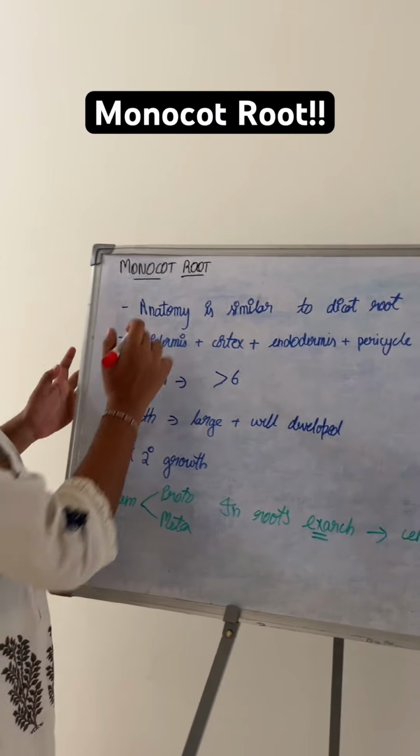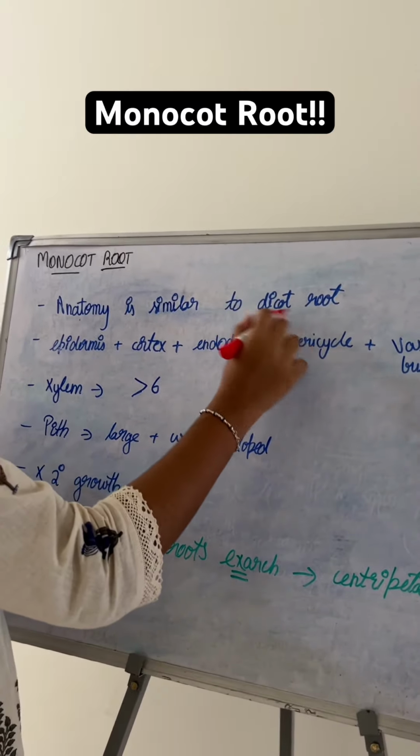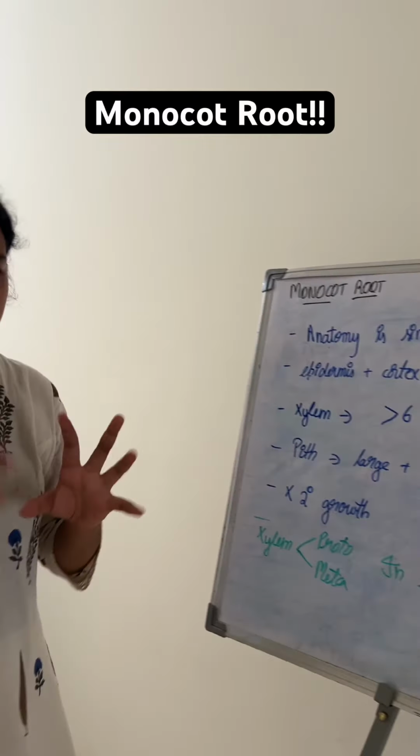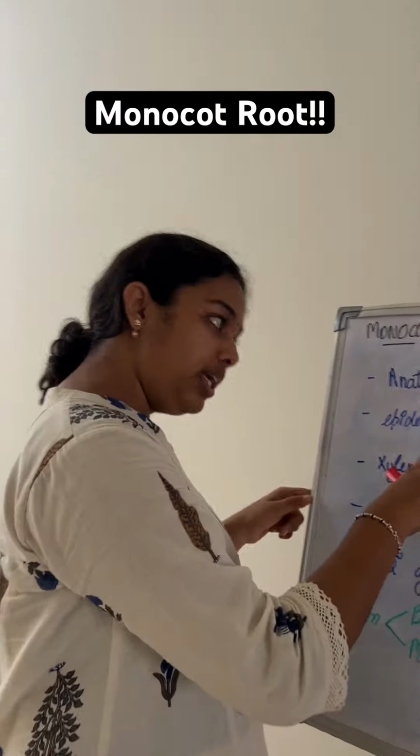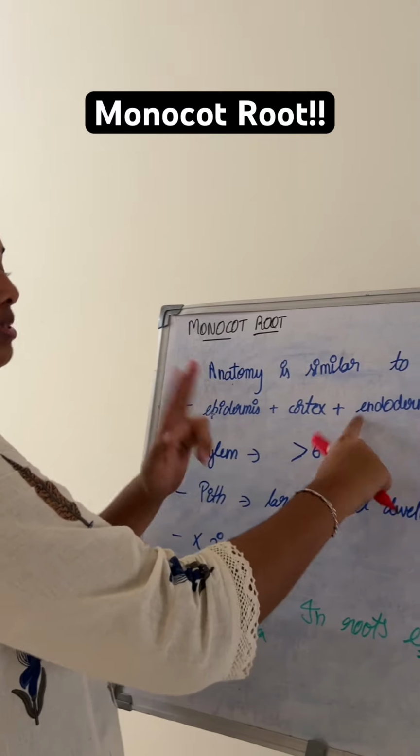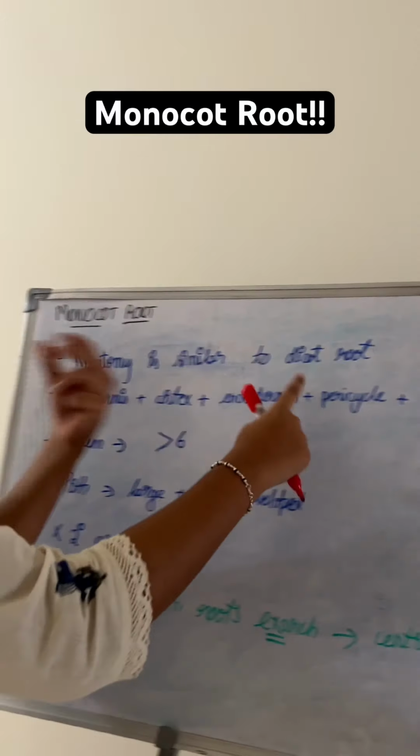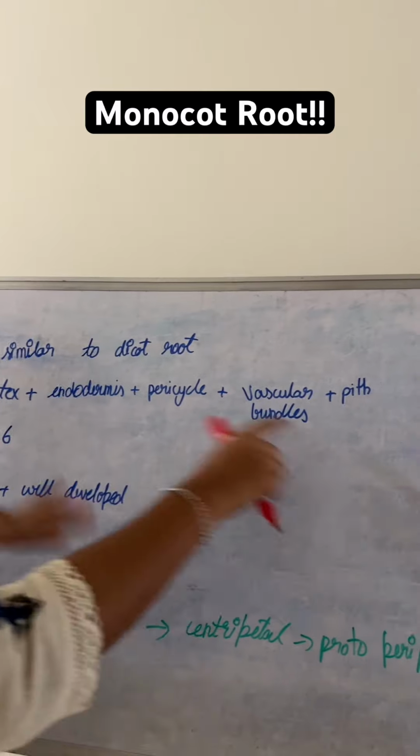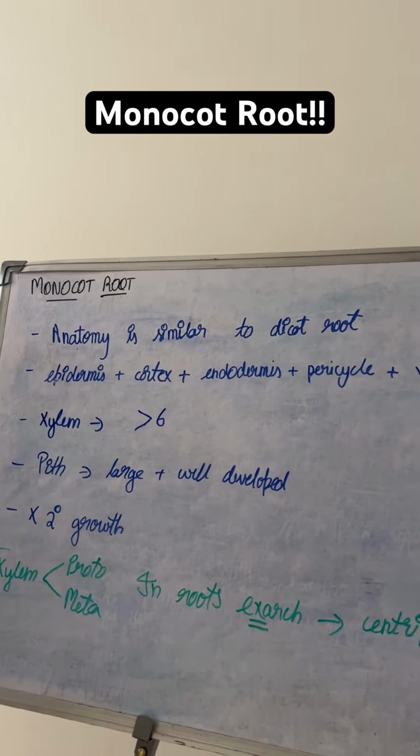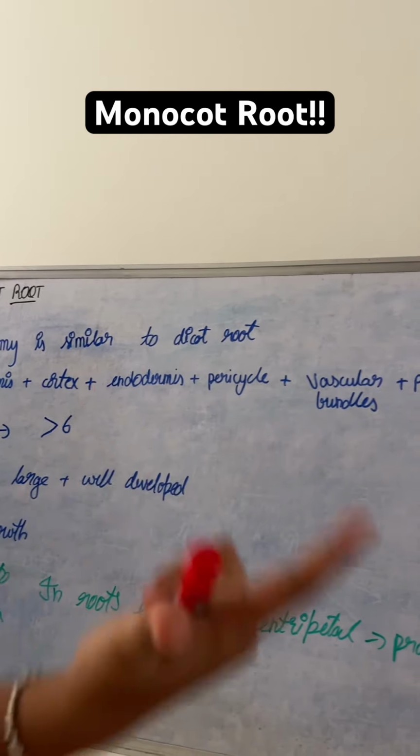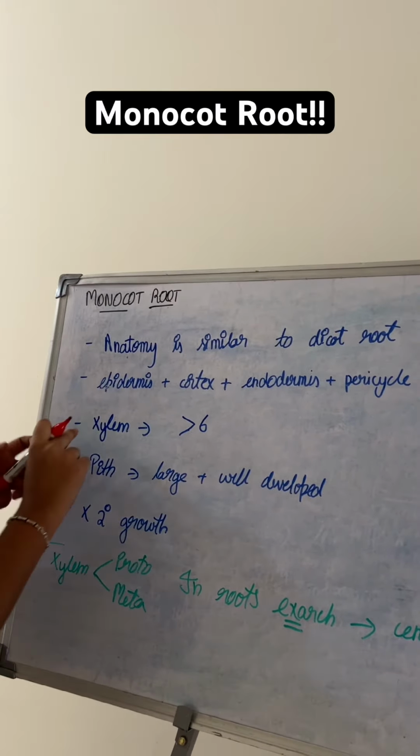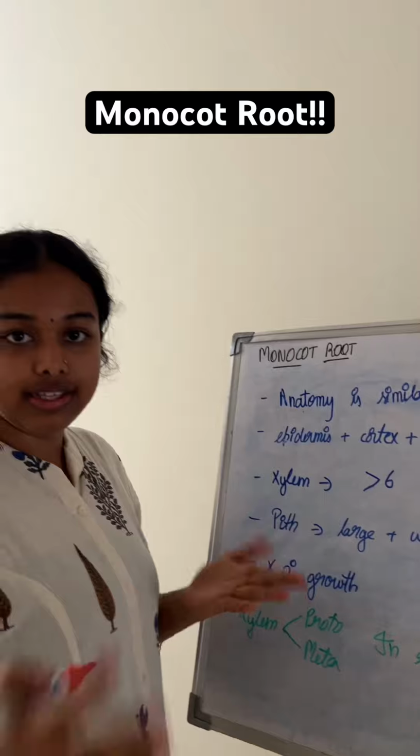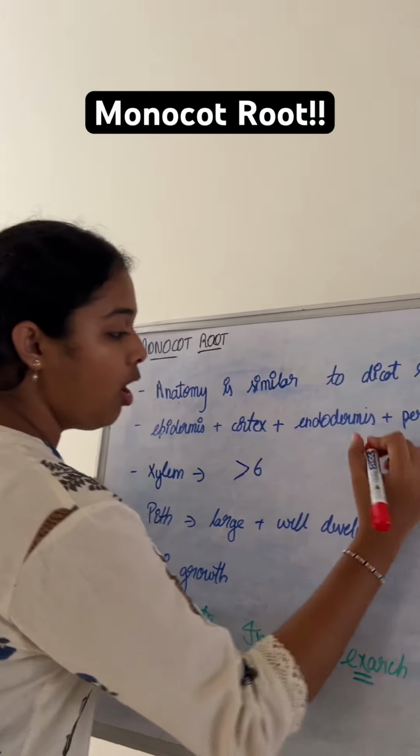So the anatomy is similar to that of dicot root, but there are a few differences. By anatomy which is similar, I mean that the epidermis, the cortex, the endodermis being the lowermost layer of the cortex, and pericycle, vascular bundles, the pith, it's all the same here. But in the vascular bundles, the xylem and phloem, the xylem, there are more than 6. Now this condition where there are more than 6 xylem bundles is called polyarch.